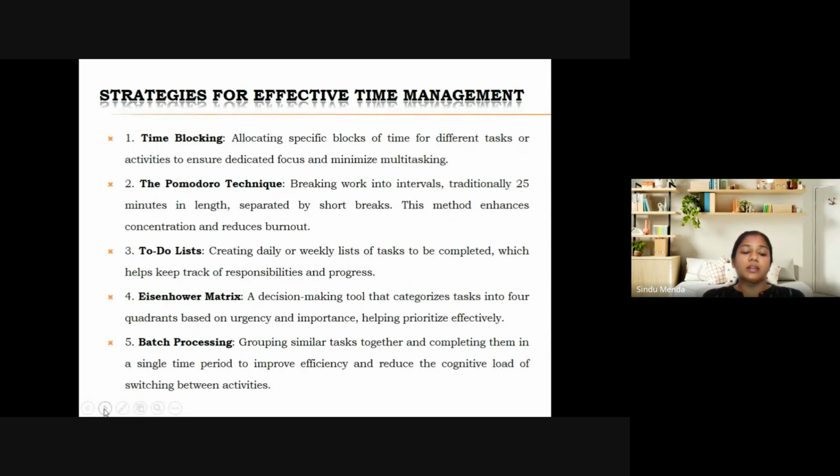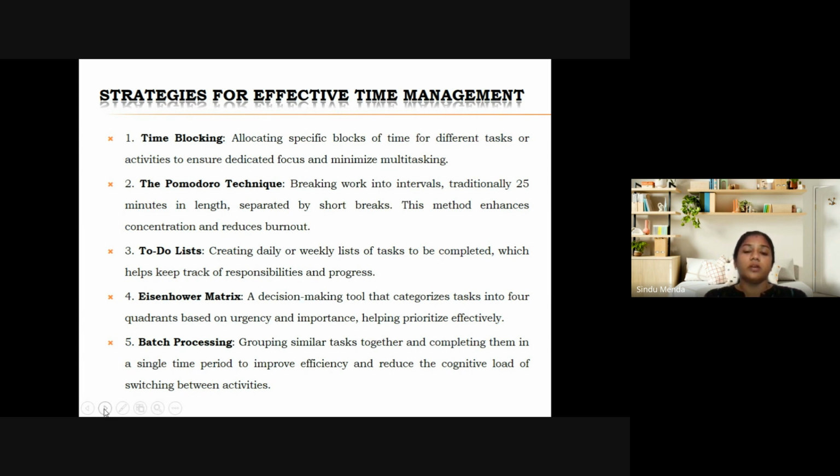So whenever there is a day or week or month, it is divided into smaller groups or blocks for specific tasks or to-dos. This time blocking is also called time chunking. Time chunking.